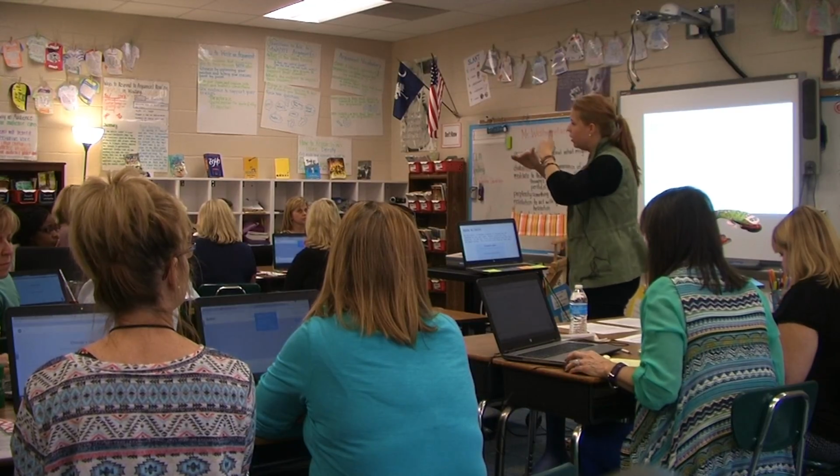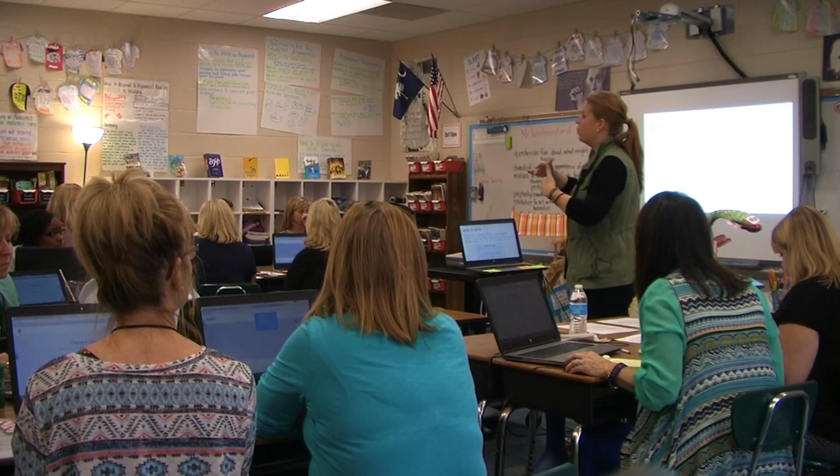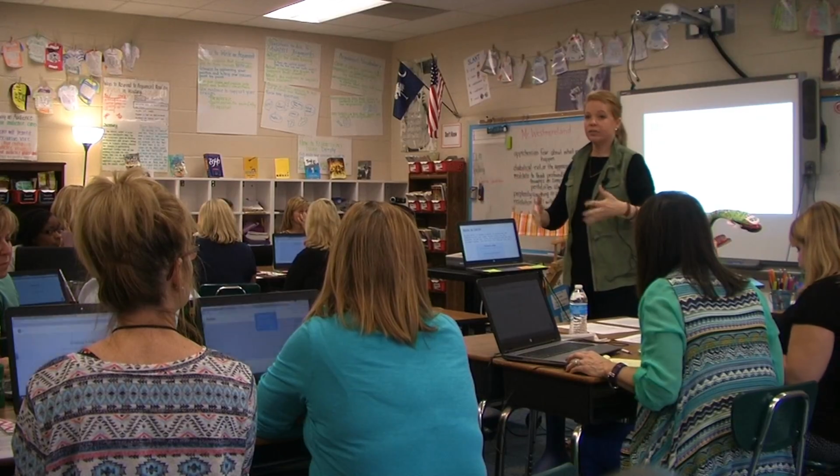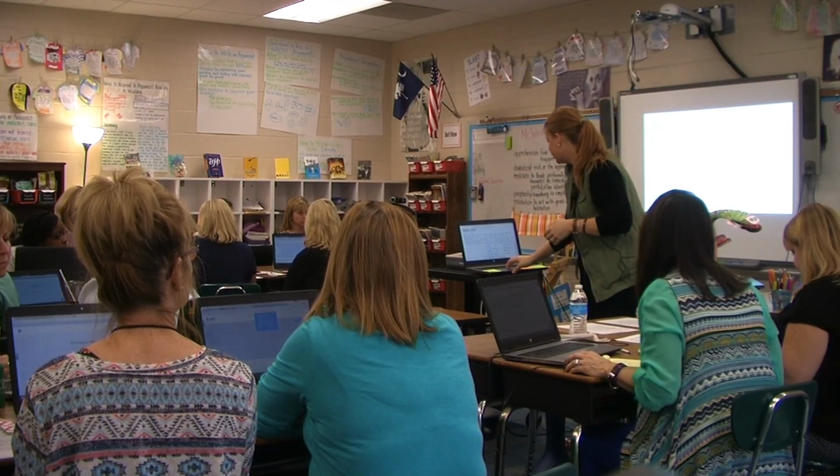Sometimes I do that as directions, because you would think the students would be able to follow and go down the path, but they can't always remember to do that, so it's a great place to add in specific directions.